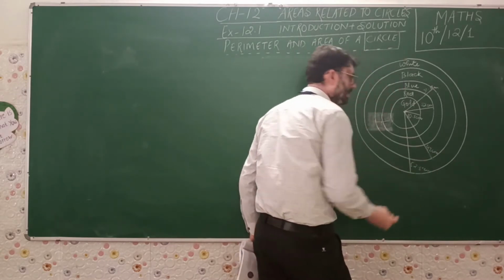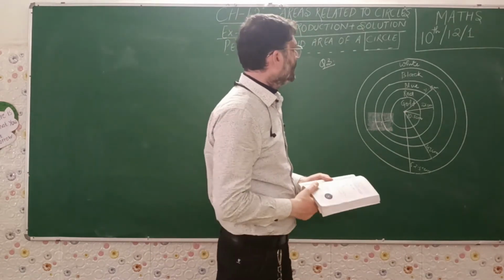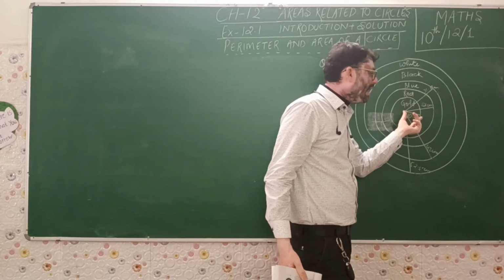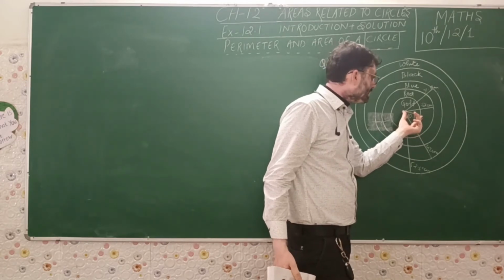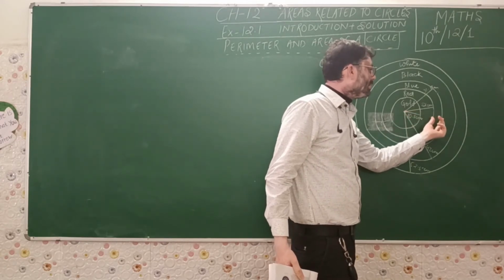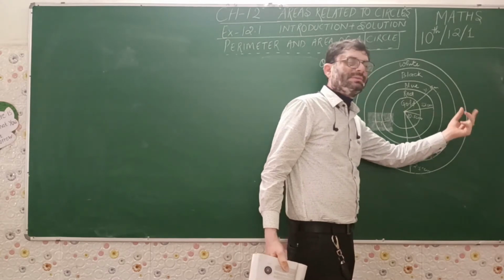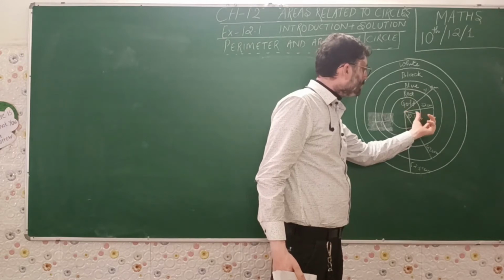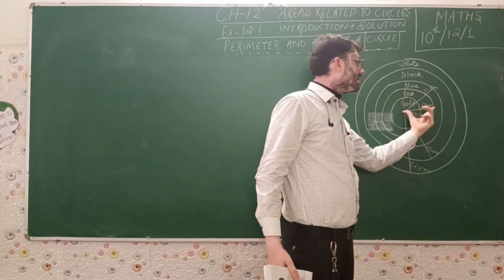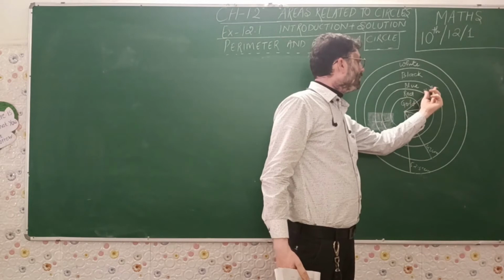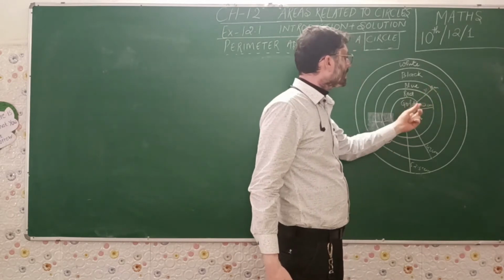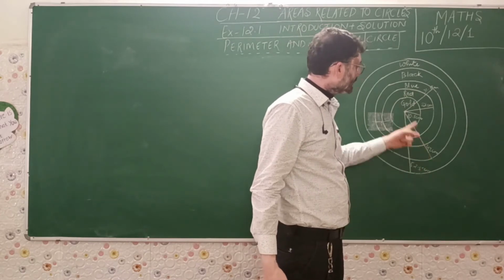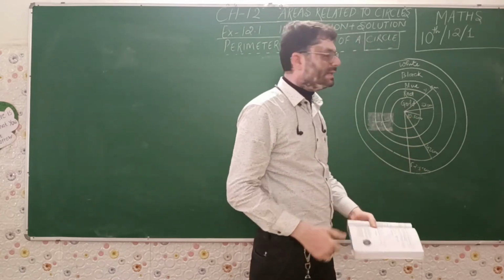Let me once again tell you, the diameter of the inner part was 21 centimeters, so the radius is half of 21, that is 10.5 centimeters, and each band is 10.5 centimeters broad. So if this is 10.5 till here, 10.5 plus 10.5, the radius for the second circle is 21. Again, if you add 10.5, the radius for the third circle is 31.5, the radius for the fourth circle is 42, and the radius for the fifth circle is 52.5.